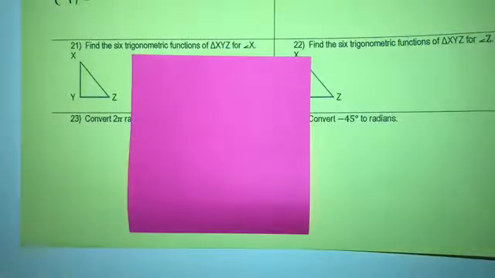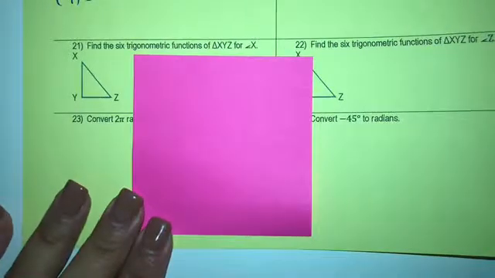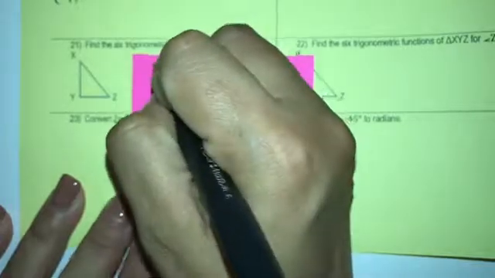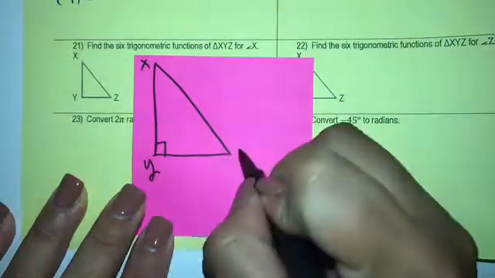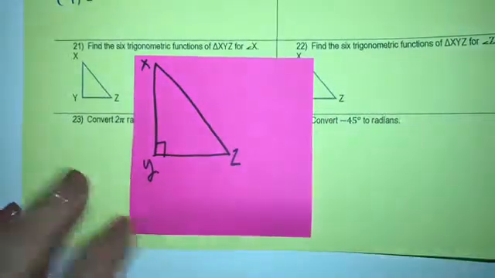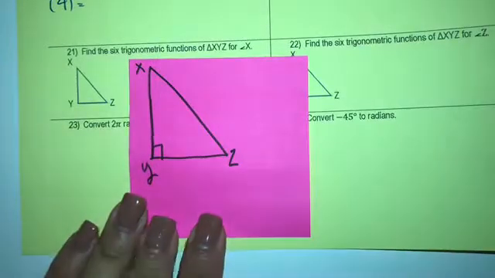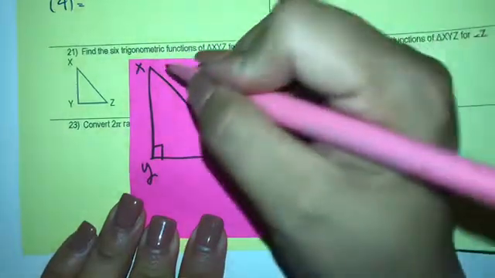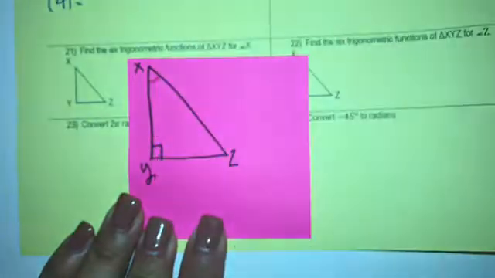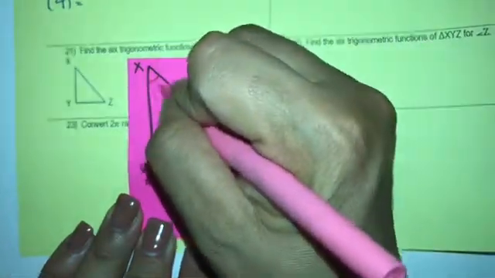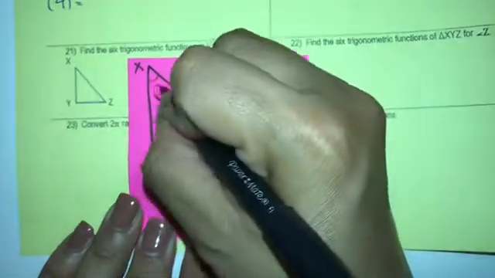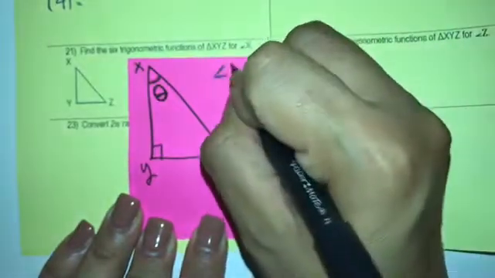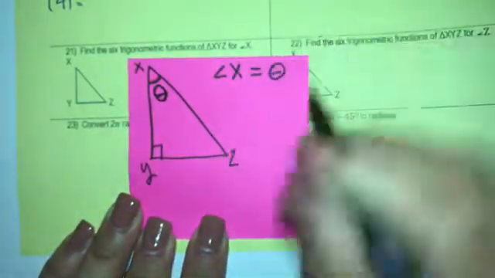Okay, number 21, find the 6 trigonometric functions for triangle XYZ for angle X. So you're gonna draw the triangle. I'm just making my own, which is gonna be X, Y, and Z. So this is capital X, capital Y, capital Z. So we're trying to find out what's happening here on angle X. So we can call this theta. Let's make that a different color. So angle X is equivalent to theta.